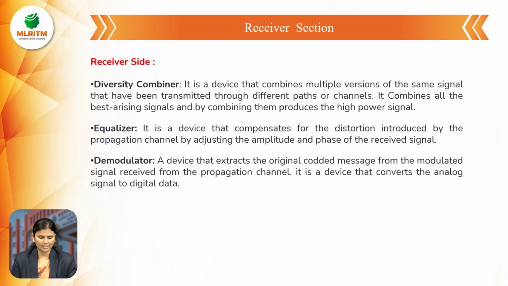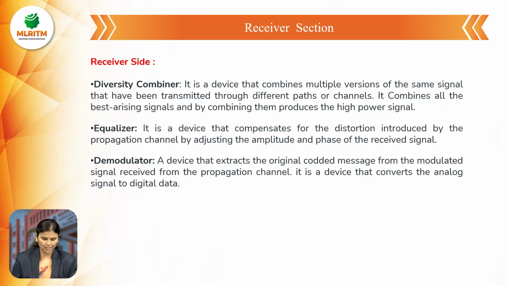And next one is receiver side. On the receiver side we have the diversity combiner. It is a device that combines the multiple versions of the same signal that have been transmitted through different paths or channels. It combines all the best arriving signals and, by combining them, produces a high power signal.